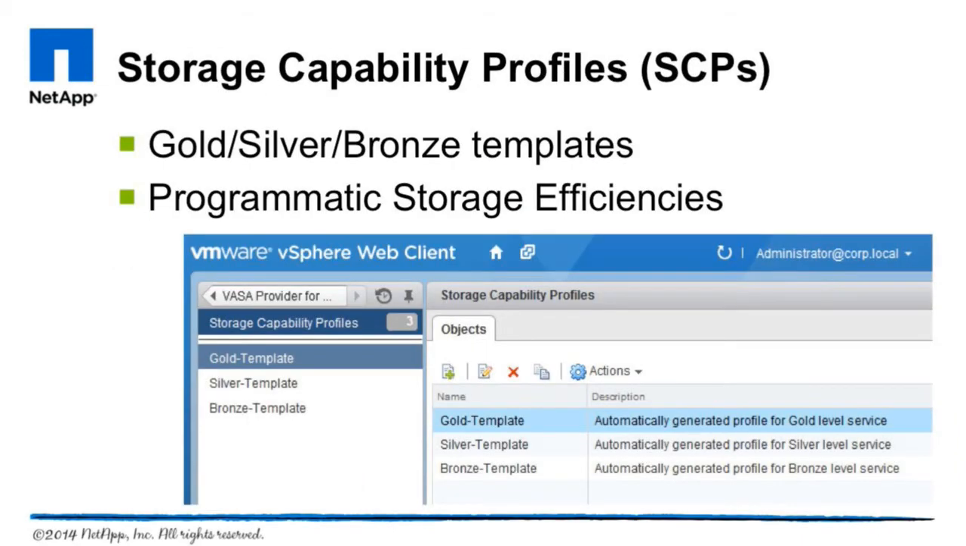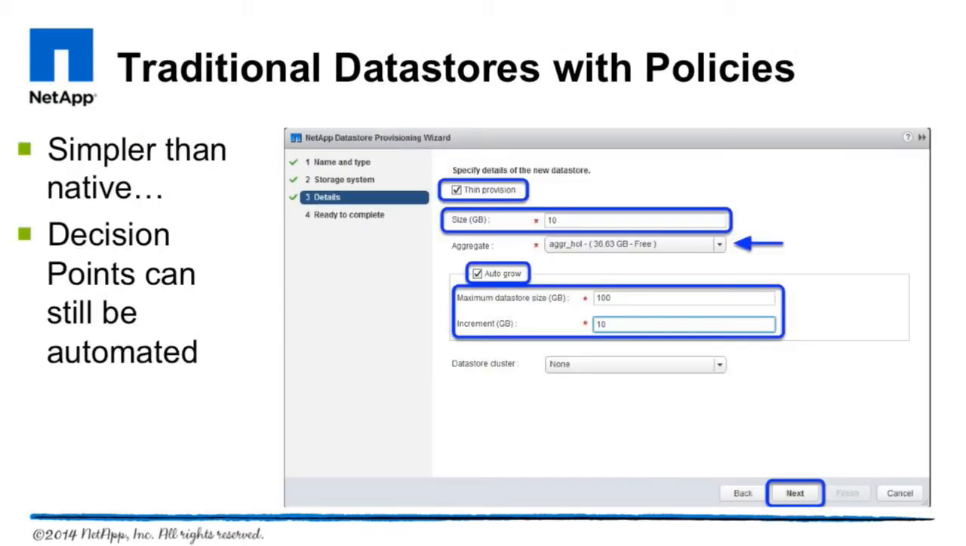So what are storage capability profiles? Examples are we deliver a gold, silver, and bronze template. You can create as many of these as you like. They include all of the features that are specific to your storage arrays, such as SnapMirror, dedupe, disk types, all those sorts of things. And again, they're programmatic storage efficiencies that you can apply to any vSphere object across the board, whether it's a virtual machine or a data store.